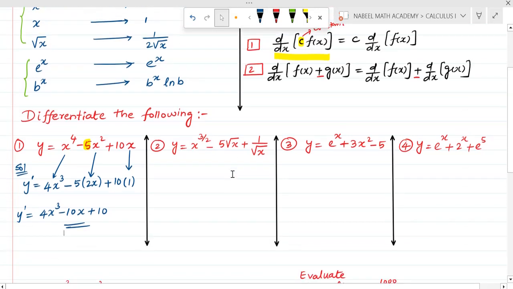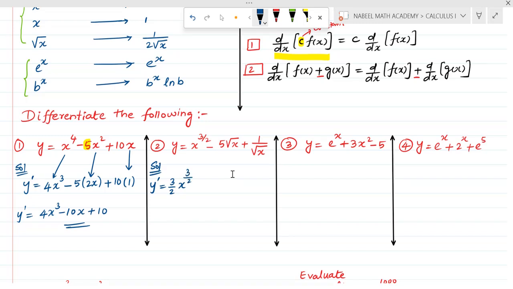Now similarly, the next one. The powers are rational numbers, so let us go with this one. Same rule, nothing new. So y prime is equal to: I have to bring the x power n rule, so 3 over 2 x to the power 3 over 2 minus 1. So this is the differentiation done.